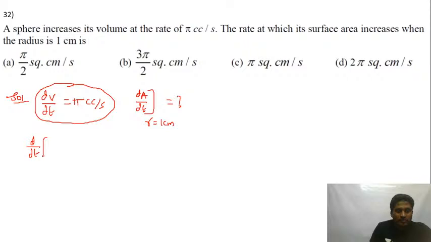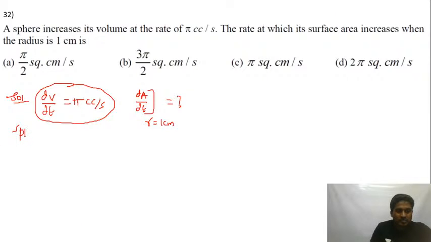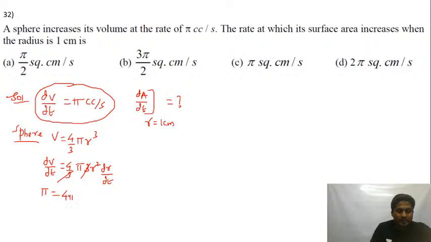We know that volume of a sphere is equal to 4 by 3 pi r cube. dV by dt is equal to, 4 by 3 is a constant and pi is a constant. Differentiation of r cube is 3r square into dr by dt. dV by dt is equal to pi, 3 and 3 cancel. You get 4 pi into r square into dr by dt. I'm going to cancel pi as well. dr by dt is equal to 1 divided by 4r square.